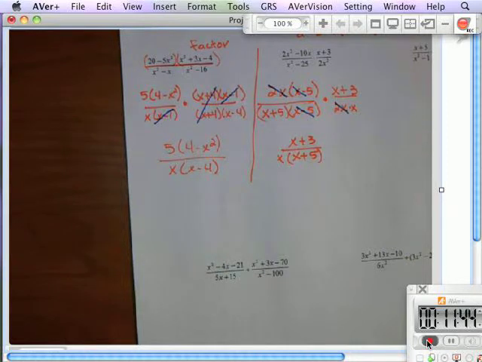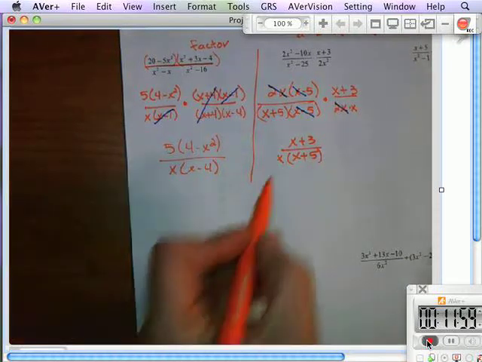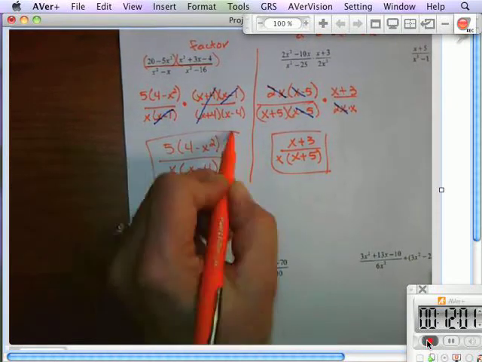People want to do that, and you can't. It's because it's being added to 3. I can't do that. I could cancel the whole factor, because they're exactly the same. But when it's being added to something like that, you cannot cancel those. Okay? All right. Answer.